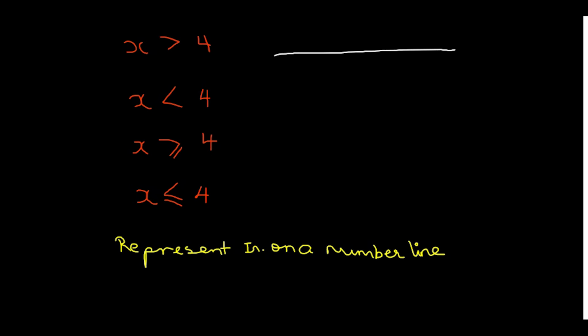We need to locate where 4 is. So every time you do your number line, the first thing you want to probably do is identify where 0 is, and 4 might be somewhere like around there, right? My number line is not drawn to scale.